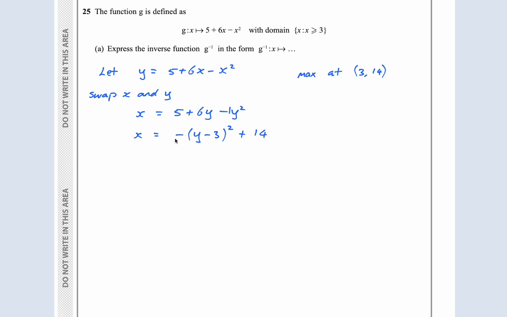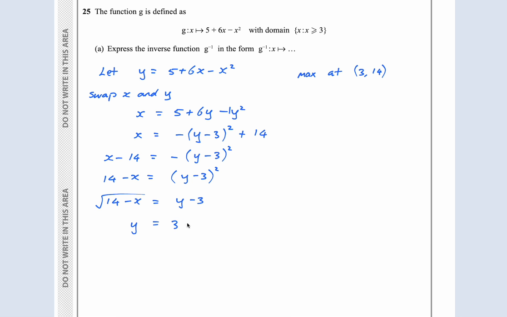Okay, so this is x, but we're going to rearrange to get y. First I'm going to subtract the 14, so x minus 14 equals minus y minus 3 squared. Then I'm going to divide by negative here, so this is actually going to become 14 minus x equals y minus 3 squared. Then I'm going to square root it. Y minus 3 is equal to the square root of 14 minus x. And then I'm going to add 3, so I'll just swap it over here, guys. It's going to be 3 plus this.